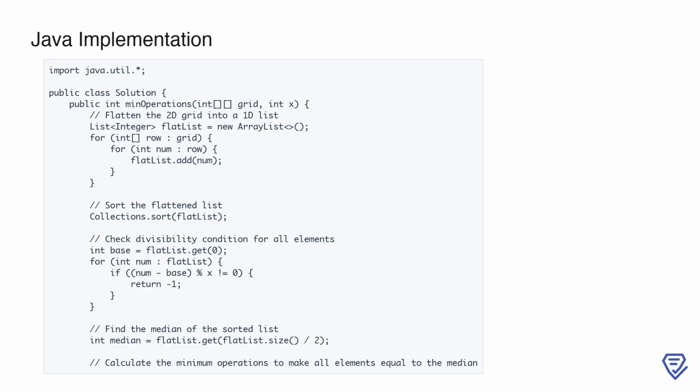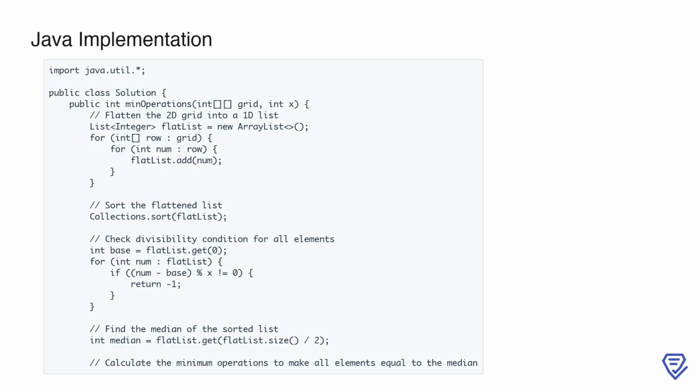Here, we begin by importing the necessary utilities and defining our solution class. The method min_operations takes in a 2D grid and a step size x as its parameters. The first step is to flatten the 2D grid into a 1D list. This is achieved by iterating over each row of the grid and adding each individual element to a new list called flatlist. Once the grid is flattened, we sort the flatlist to prepare for the next steps.